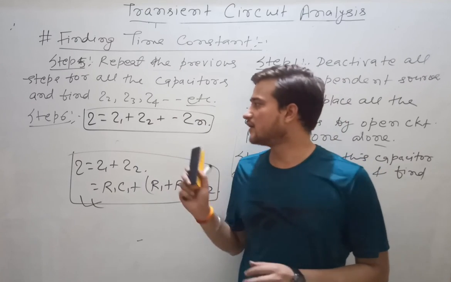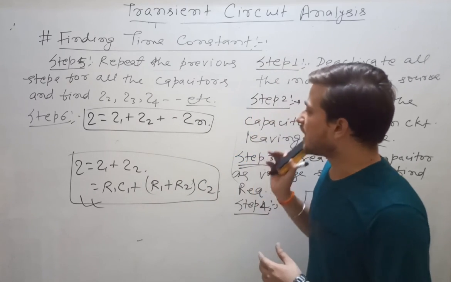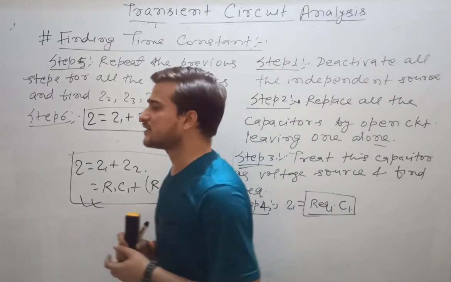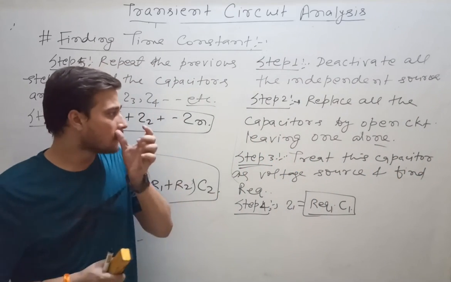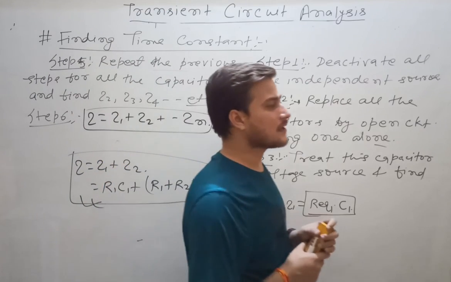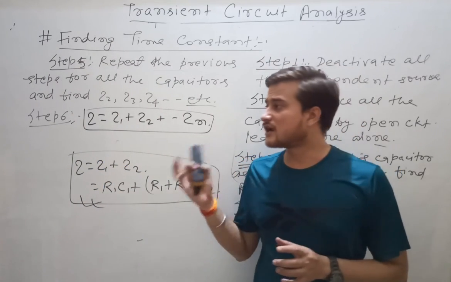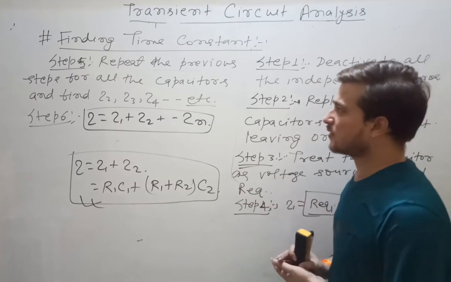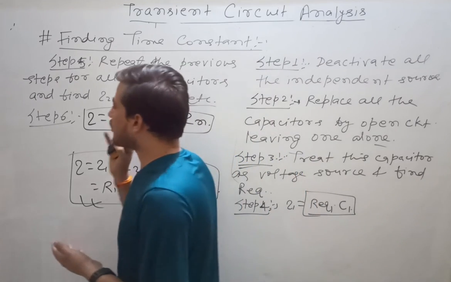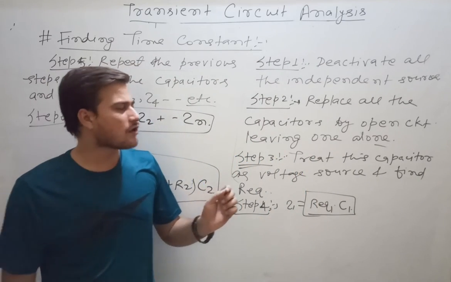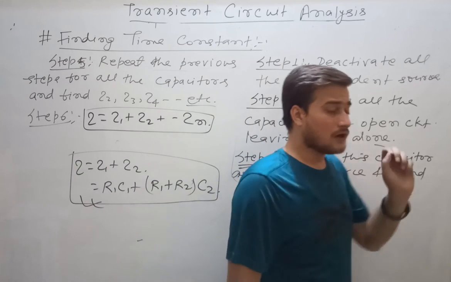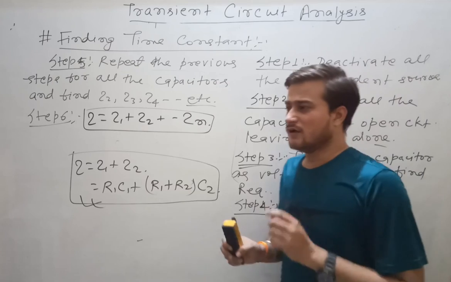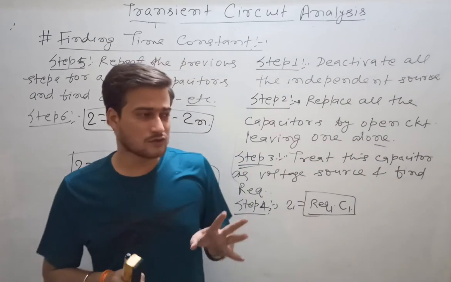That's why when I was explaining how to find equivalent resistance, I had mentioned that the method of finding equivalent resistance will also be helpful in transient circuit analysis, because here you have to find the time constant like this. Clear? So next we have to write for inductor. For inductor you have to make only one change. All the steps will be the same.